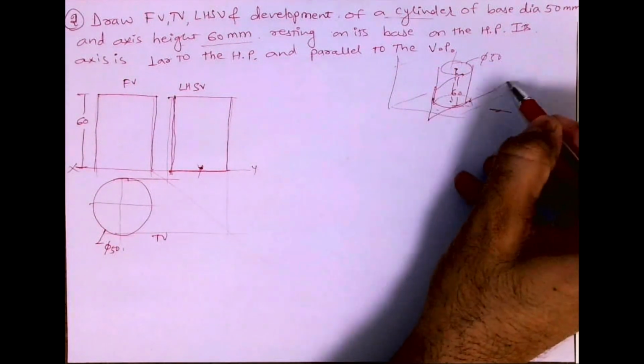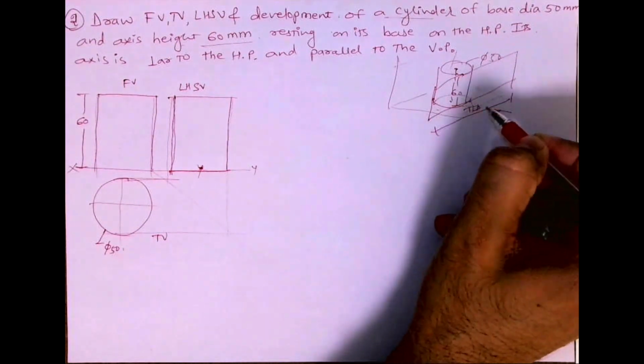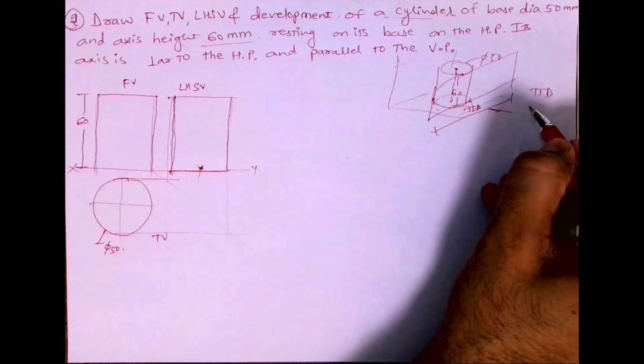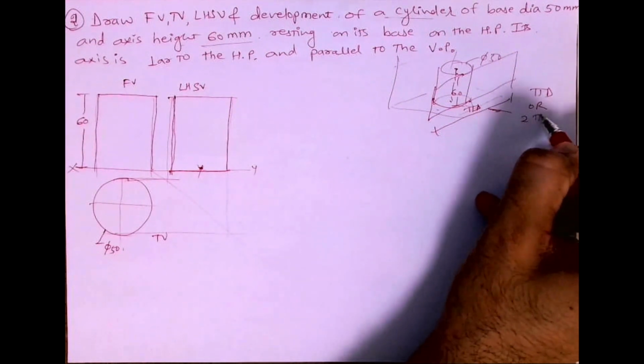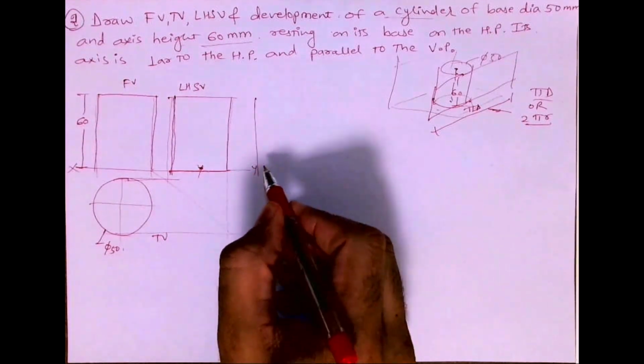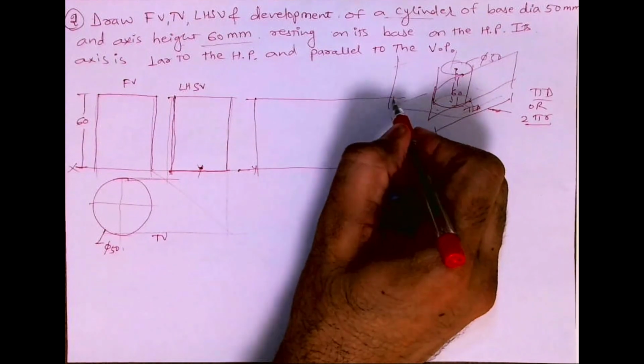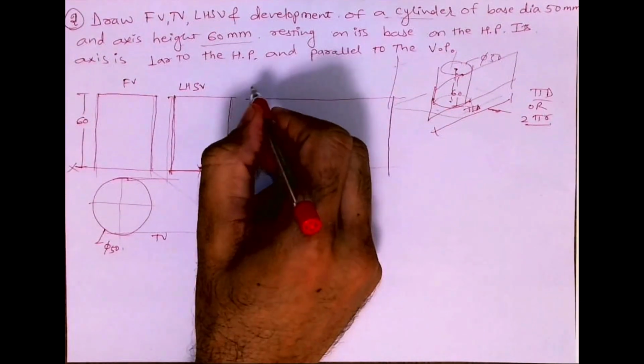Now if you see development, when you open it, this is how it will look. So the length is pi d. So people say pi d or 2 pi r, both are same. So we need to find out pi d and we need to draw it over here. We draw vertical line and then extend length equals to 2 pi r.